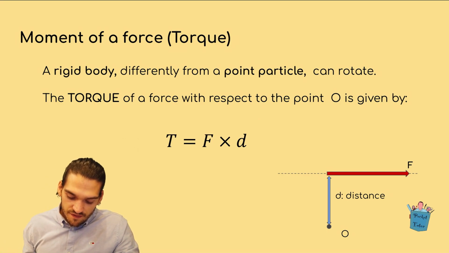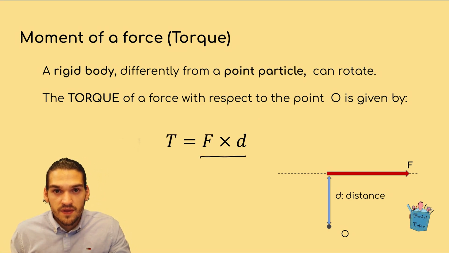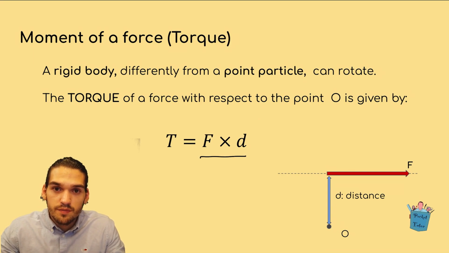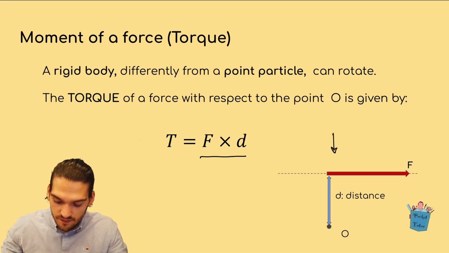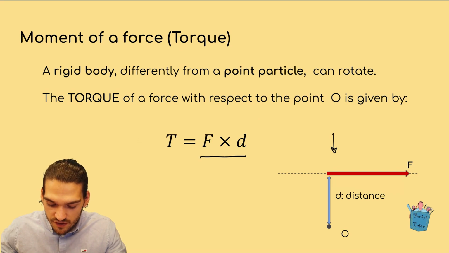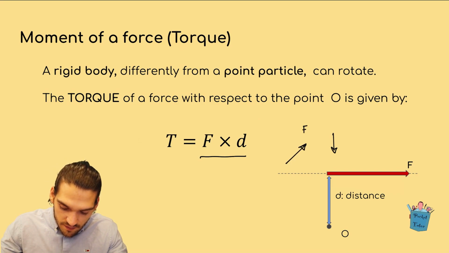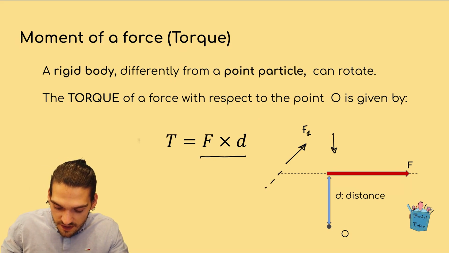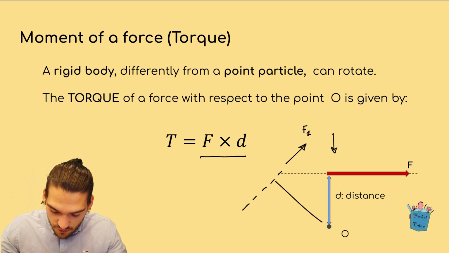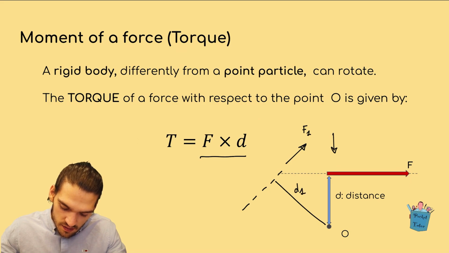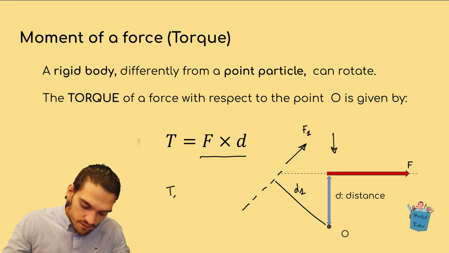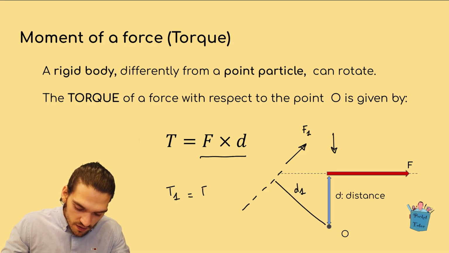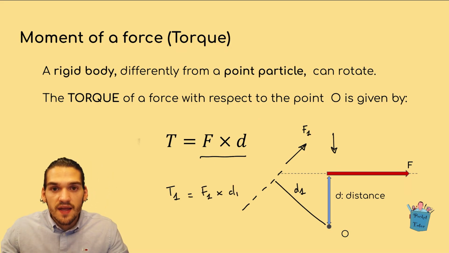So the torque will be the force times the distance. This distance is considered to be the distance from the origin point O to the line passing through the vector F, like in this case. But let's say that we want to compute the torque for this force here, F1. Now the distance from the origin O to this force will be the distance to the line passing through the force. And in this case, this will be D1, and T1 with respect to O will be F1 times D1. And this is if we're considering a problem in 2 dimensions.